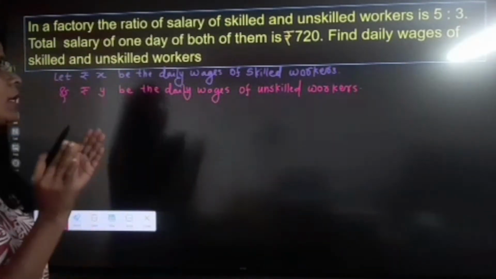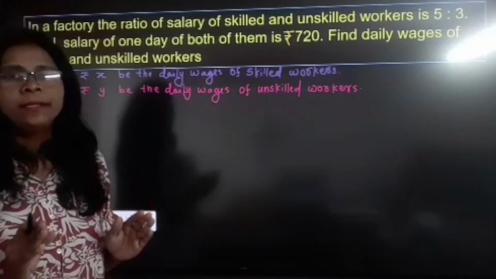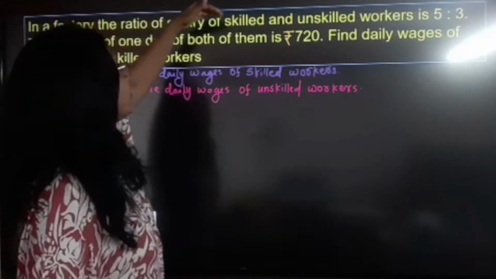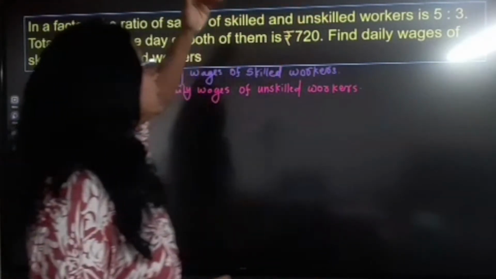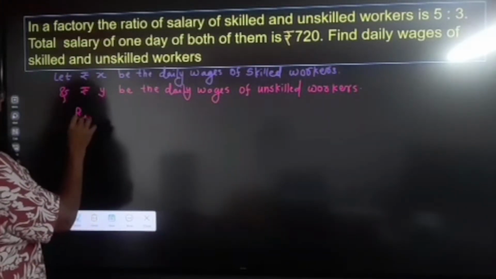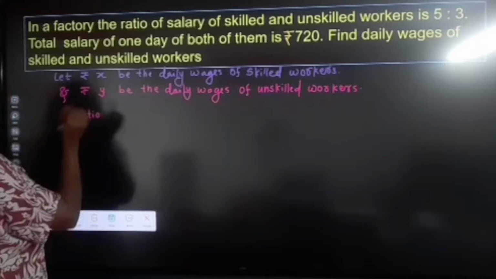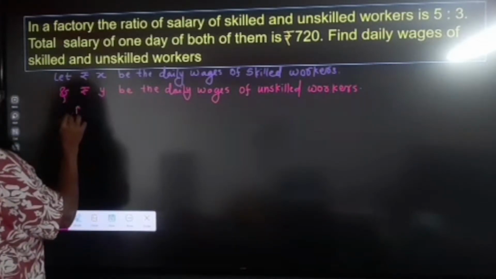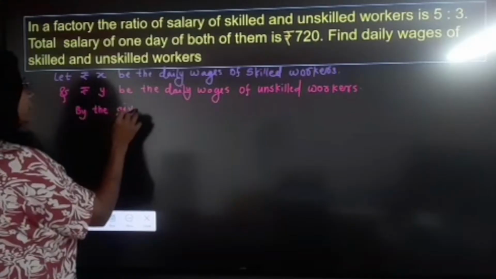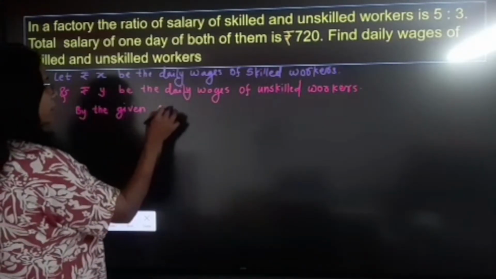Okay, now see the first condition. In a factory, the ratio of the salary of skilled and unskilled workers. So here I write down that ratio by the given first condition.